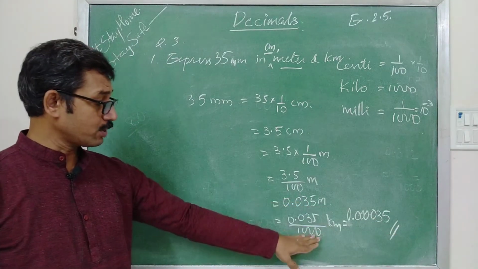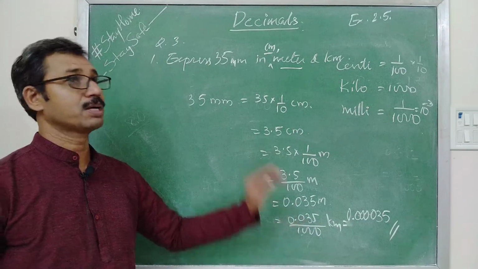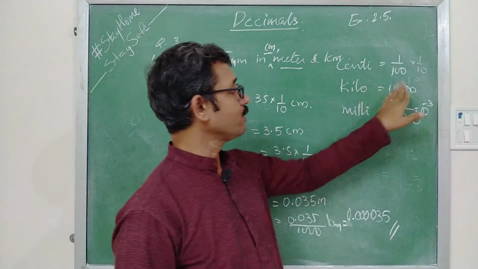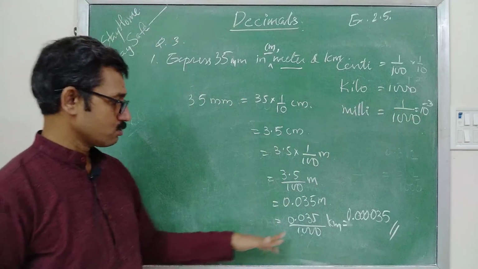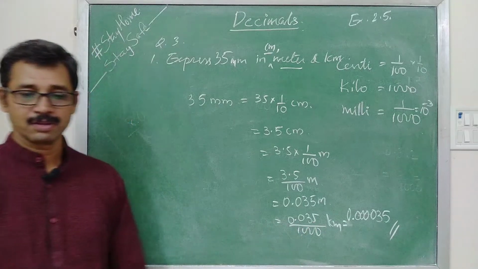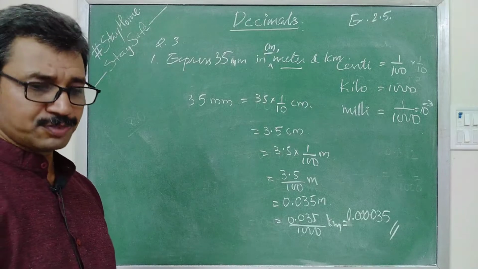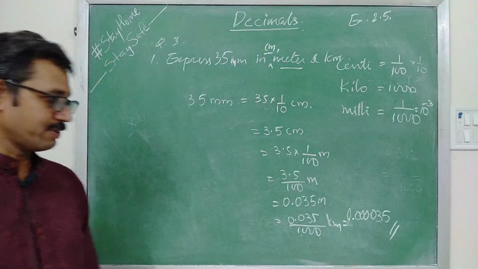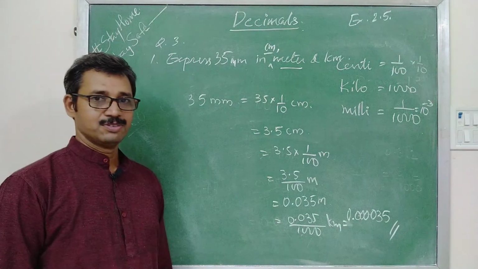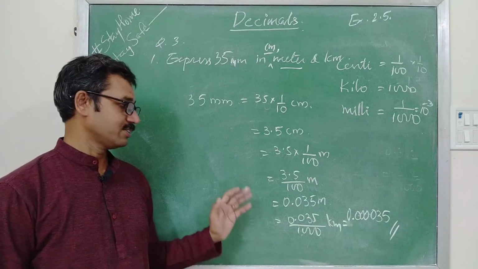So meter to kilometer means you have to divide by 1000, because you must remember that whenever kilo is there, 1000 should be there. So that is 0.035 upon 1000. So that is about it. Today we will stop. Practice very well, you have to practice again and again. Then only you will get it properly.